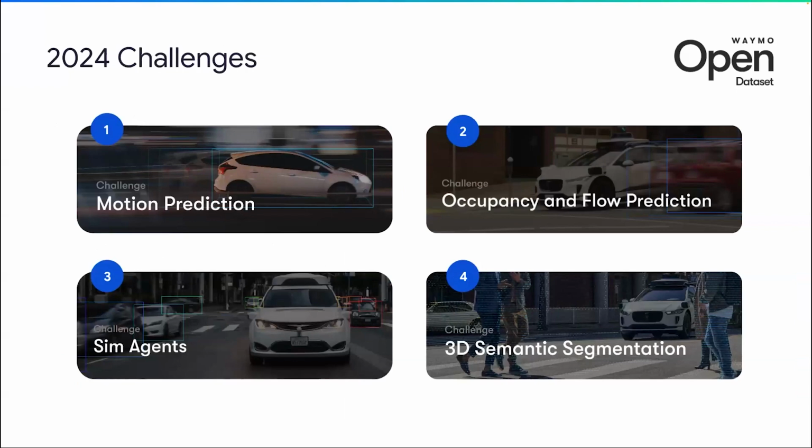So all that said, I want to deep dive a little bit into the challenges that we had this year. There are 4 of them: motion prediction, occupancy and flow prediction, sim agents, and 3D semantic segmentation.